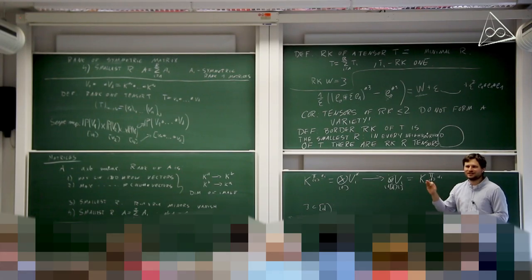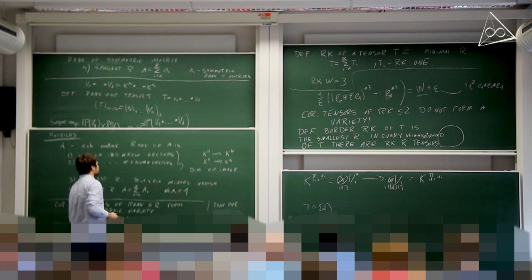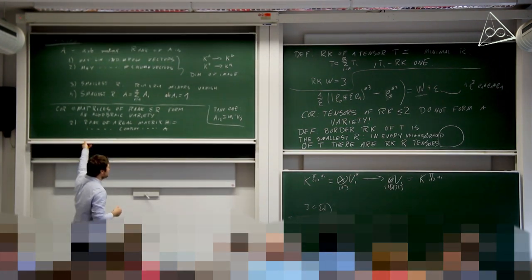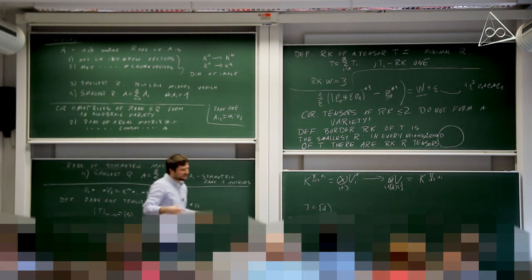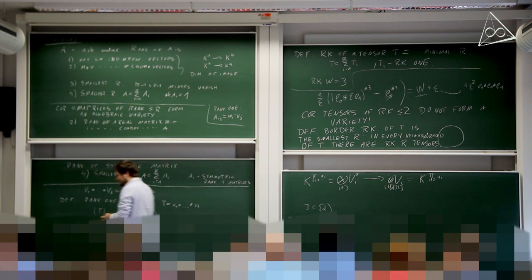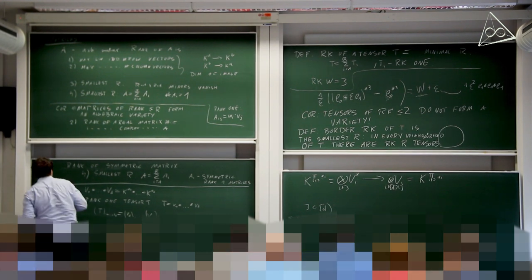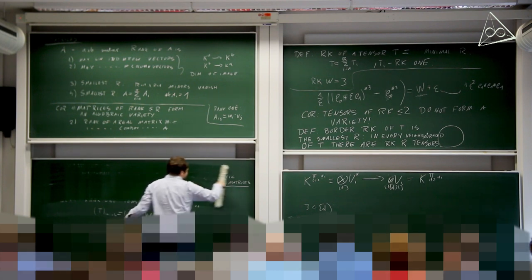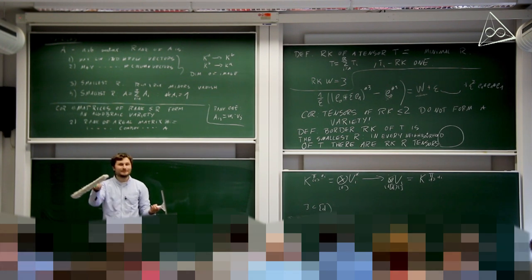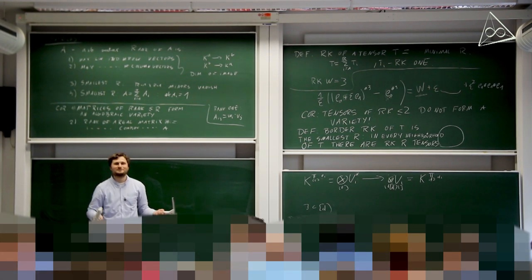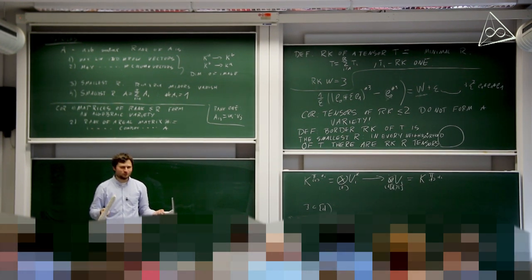Someone who hasn't heard about border rank before. Can one answer such a question? What's the border rank of the W state? So what's the smallest integer such that in any neighborhood of the W state we can find a tensor of that rank? Or at least, what would be the candidate integers for that? But have you heard about border rank before? No. Okay, very good. It could be 2 or it could be 1.